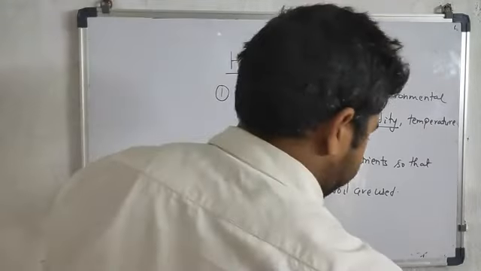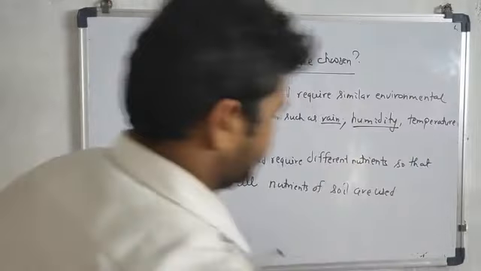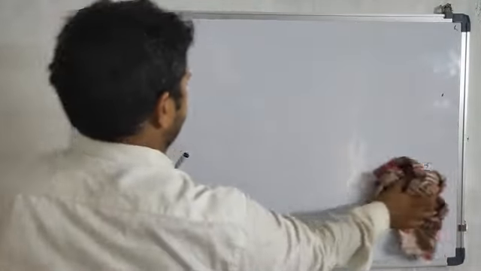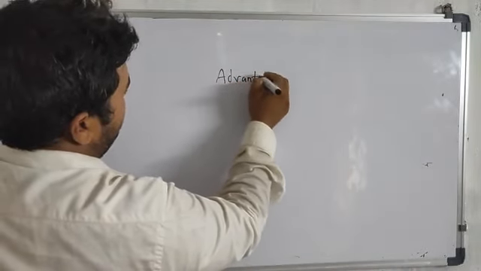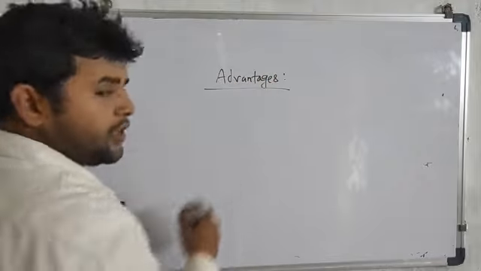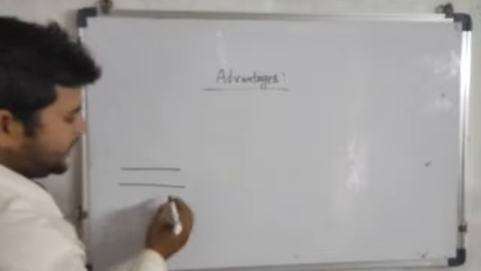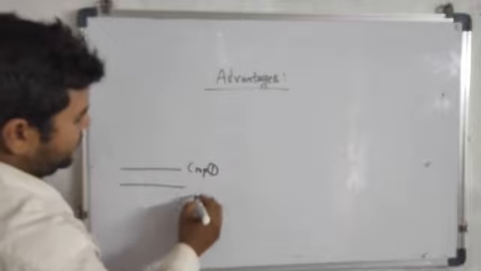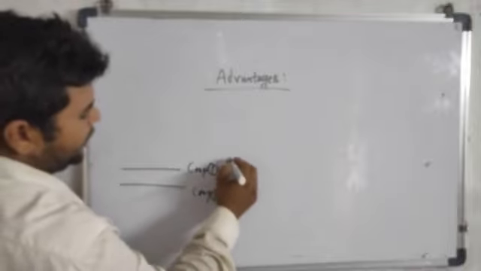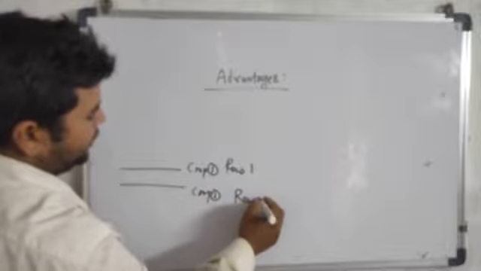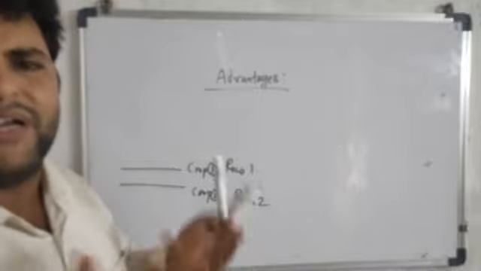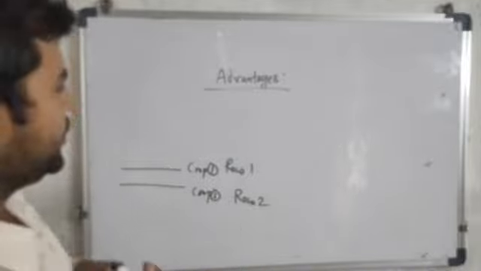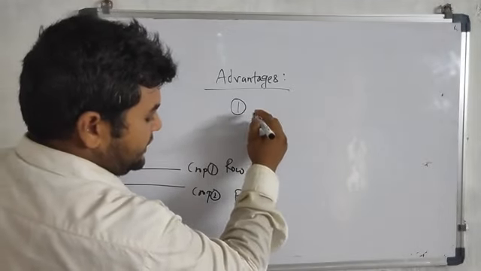Now, what are the advantages of intercropping? As we know that there are two crops in two rows, crop number 1 in the first row, crop number 2 in the second row. So there is the probability of two crops. Suppose one crop fails, then there will be the chances of the other crop still surviving.